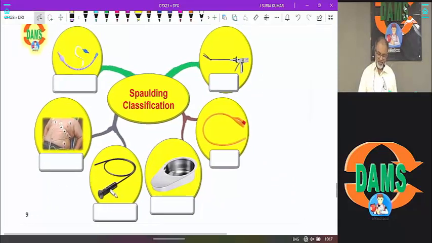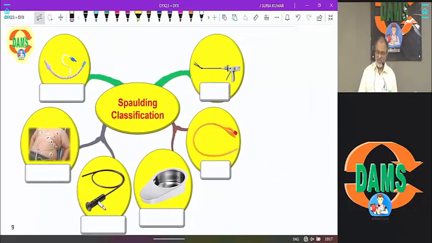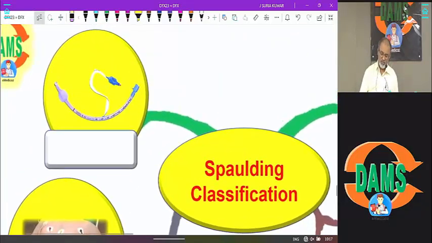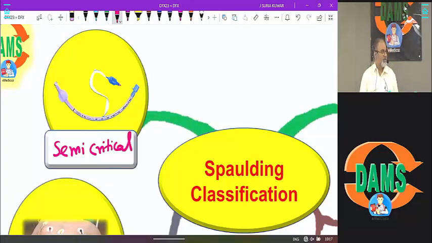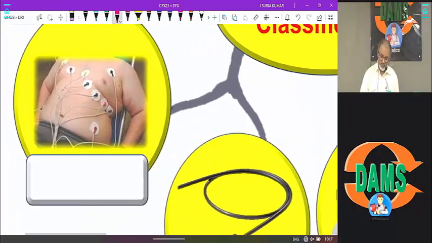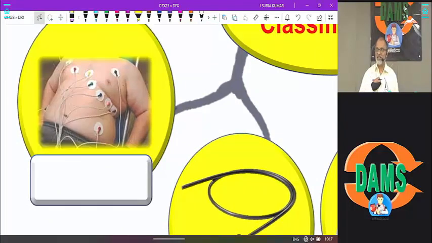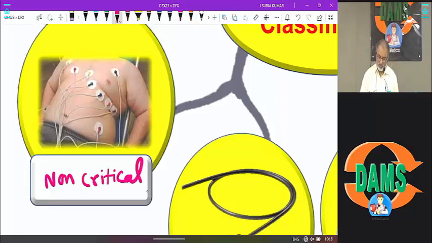Yes, very interesting. You need to apply Spalding classification. Start with this equipment. What is it? Endotracheal tube, anesthetic equipment, comes under semi-critical. Excellent. Next is, what is it? ECG leads come under non-critical because we are on the intact skin. Very good. Non-critical.